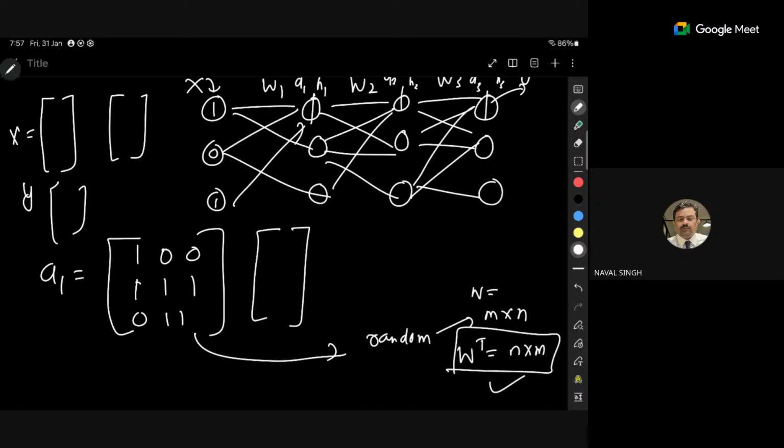At least not while doing this multiplication. This W transpose is already done. Okay, you can think of it that way. So for the entire deep learning course, we assume that W is W transpose till the end.